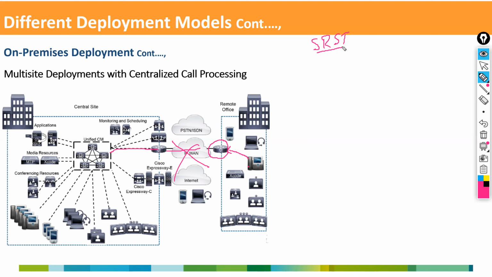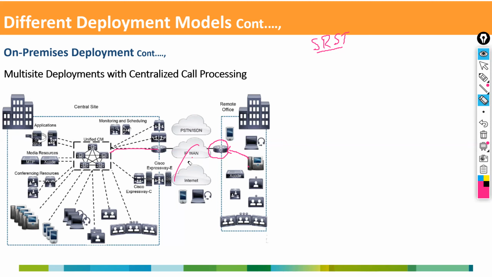Clear? Now what happened? Now the phones are registered locally here. Now you can route the call via PSTN, whether you want to connect to the headquarters or any other party or business partners, any mobile network, anywhere you want to connect, the call will be routed via PSTN. For that we require SRST. Clear?